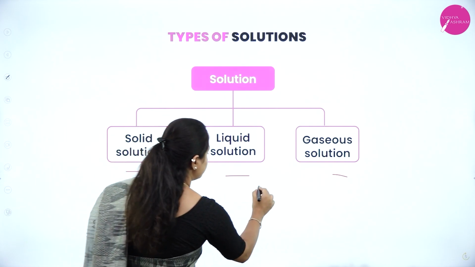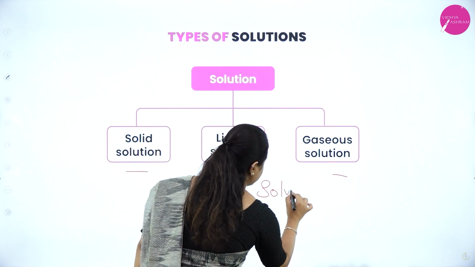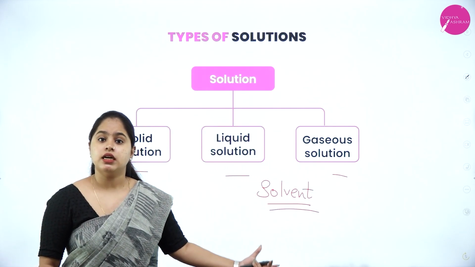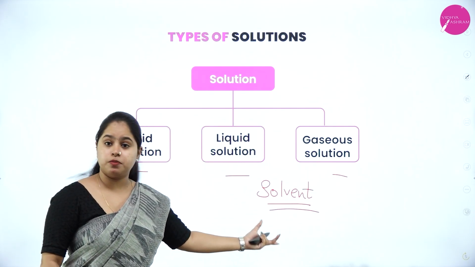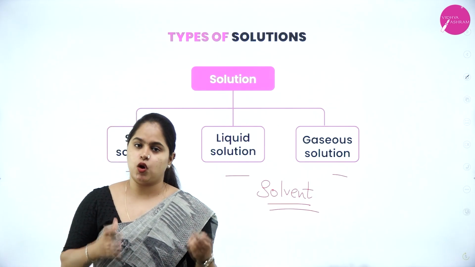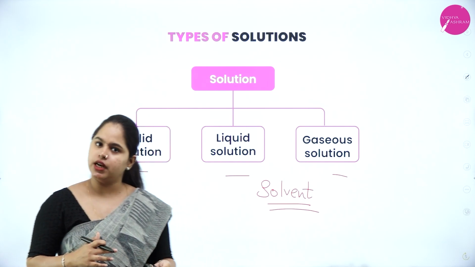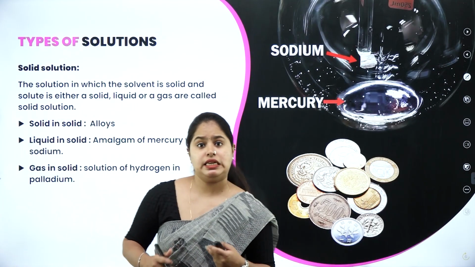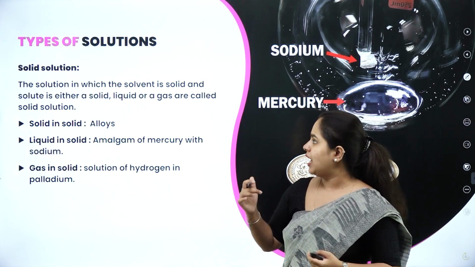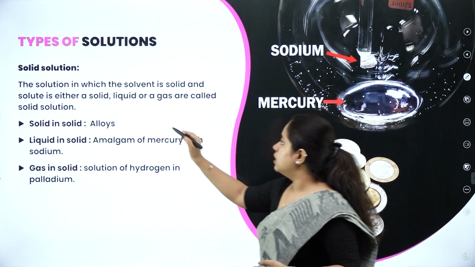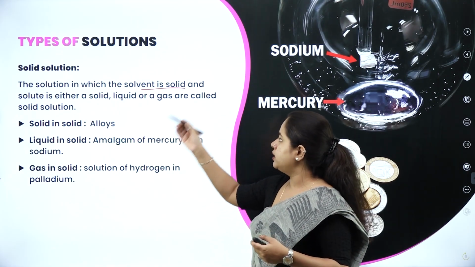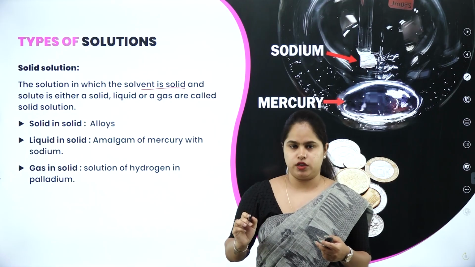So, what you have to remember is that the solvent, as it is present in greater quantity, is the substance with which we can determine which type of solution it is. So, let's discuss each one of them. We are beginning with the solid solution. As said, the solution in which the solvent is solid and the solute can be solid, liquid or gas is called a solid solution.